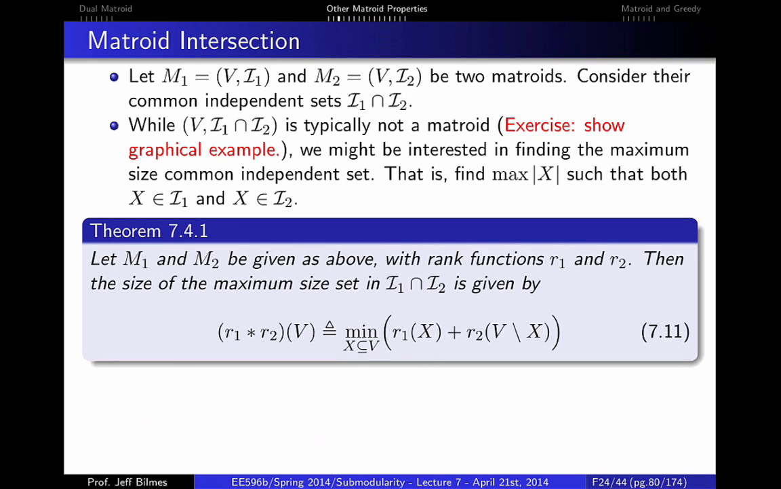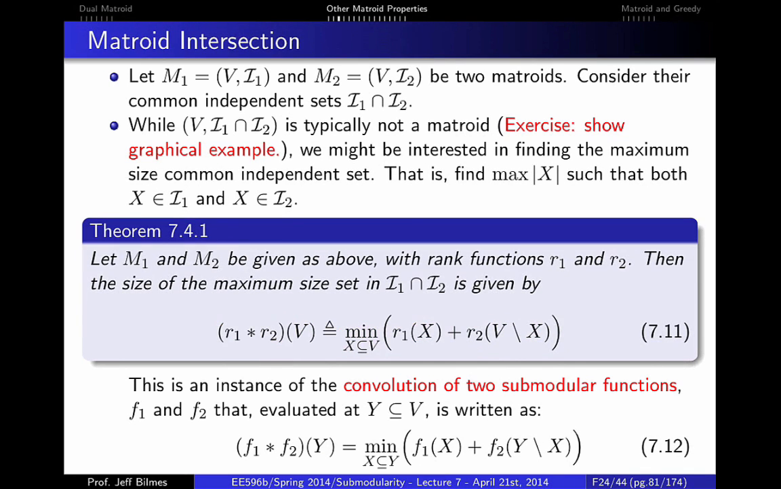Those of you familiar with signal processing know the notion of convolution of two signals. This is actually a notion of a convolution of two rank functions. The convolution of R1 and R2, these two rank functions, evaluated at V, the ground set, is defined to be this. And this gives us the size of the maximum common independent set.